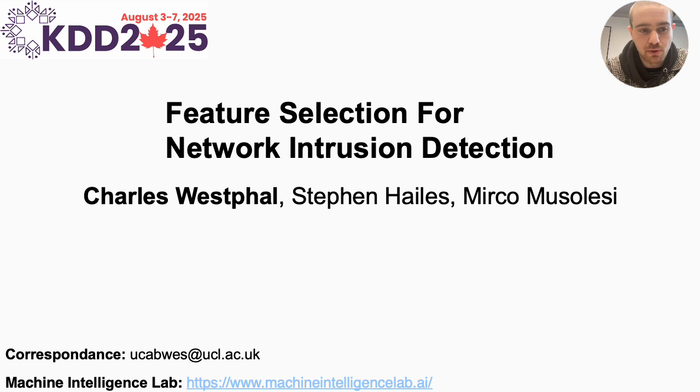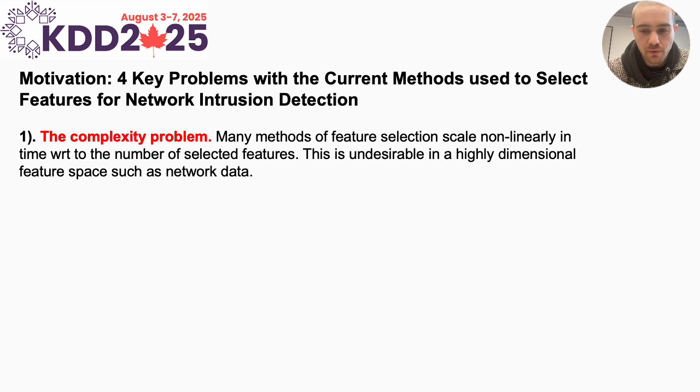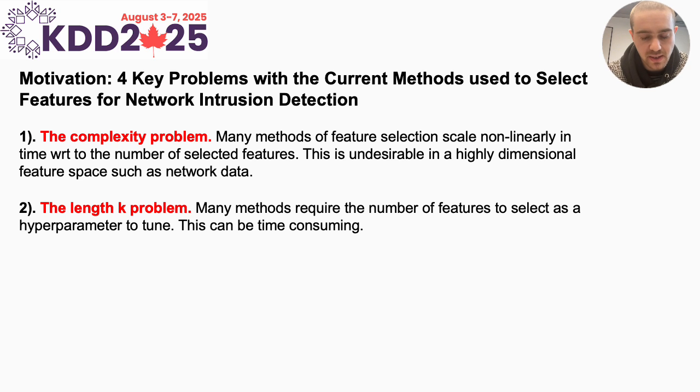Network data is comprised of a large number of features of varying quality, so selecting from them is becoming common practice. We noticed 4 recurring issues with current methods of selection. Firstly, the complexity problem. We want our selection method to scale linearly in time with respect to the number of features, so that we can investigate highly dimensional spaces.